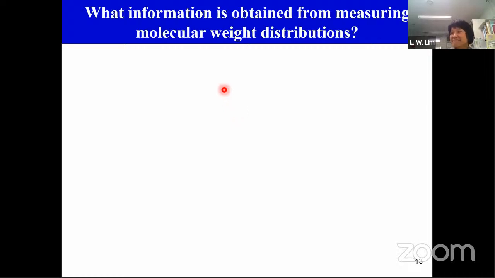Okay, all right. Anybody want to try? Why is it so important to measure the molecular weight distribution?